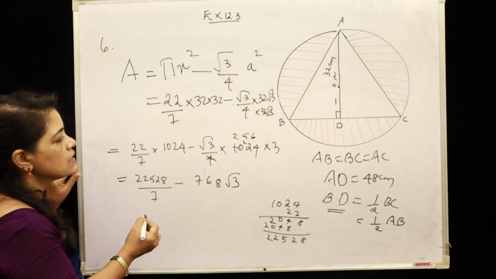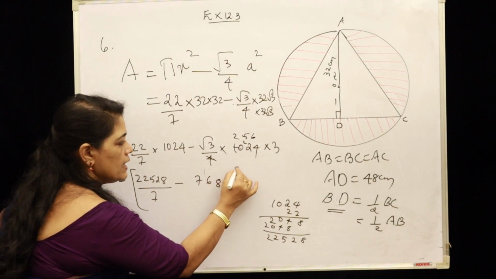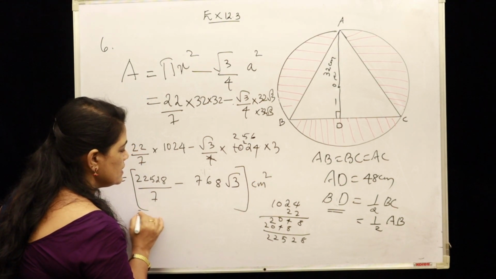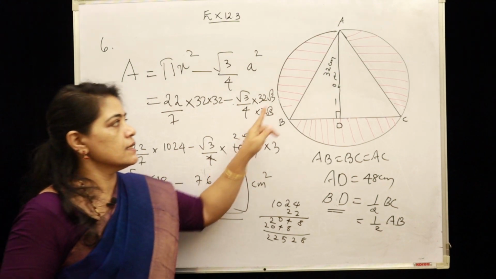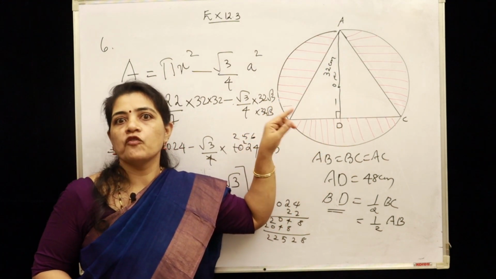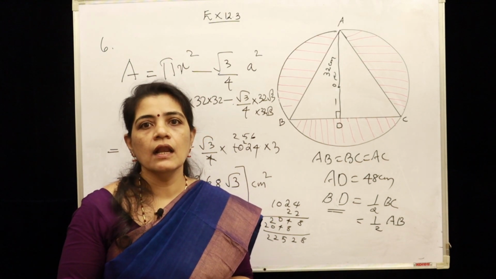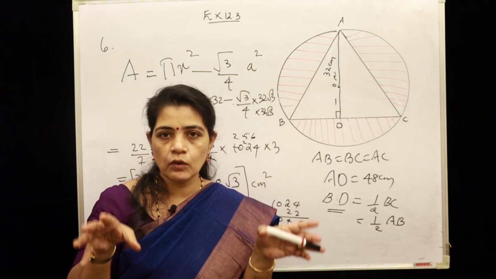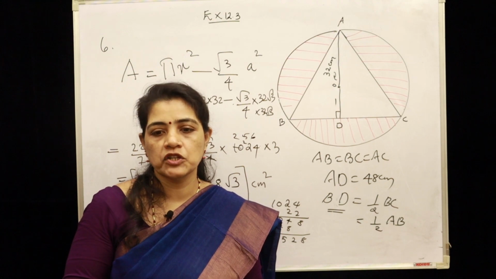Okay, so this is the final answer. This is the area of this many centimeter square. This is the area of the design, after subtracting the area of the equilateral triangle from the area of the circle, because the circular shape that is given in the question, that is the table cover, is circular.